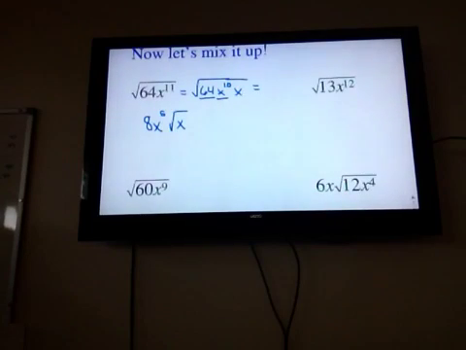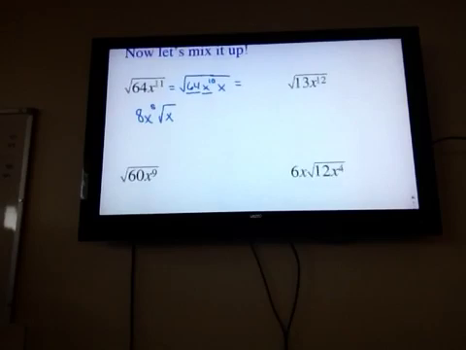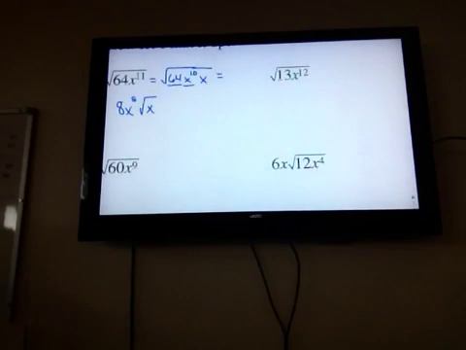All right, 13. Does 13 have a perfect square? Does not. Does 13 have a square factor? 13 times 1. That's the only thing that gives you 13. 1 is a square of everything. We don't use that. Is x to the 12th a perfect square? Yes. So my 13 is going to stay. I can do nothing with it. I can't square root it. I can't break it up. And then on my x, 12 divided by 2 is 6. Done with that.